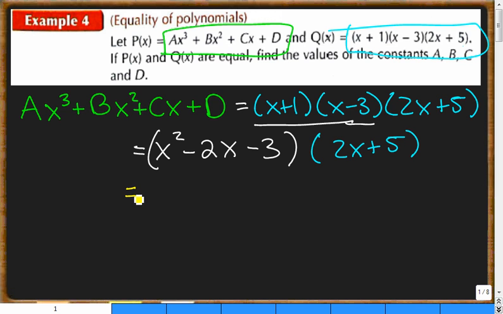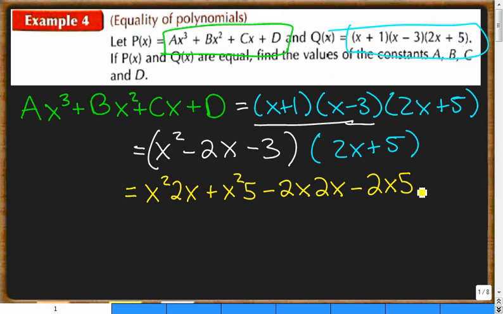So now we're going to have to distribute again to each term. So our x squared will multiply by each, our negative 2x will multiply by each, and our negative 3 will multiply by each. So we're going to do this together. This is x squared times 2x plus x squared times 5. And then you have negative 2x times 2x, and then our negative 2x times 5. And then we have our negative 3 times 2x. And then our negative 3 times 5, which makes negative 15. Sorry, I'm running out of room.